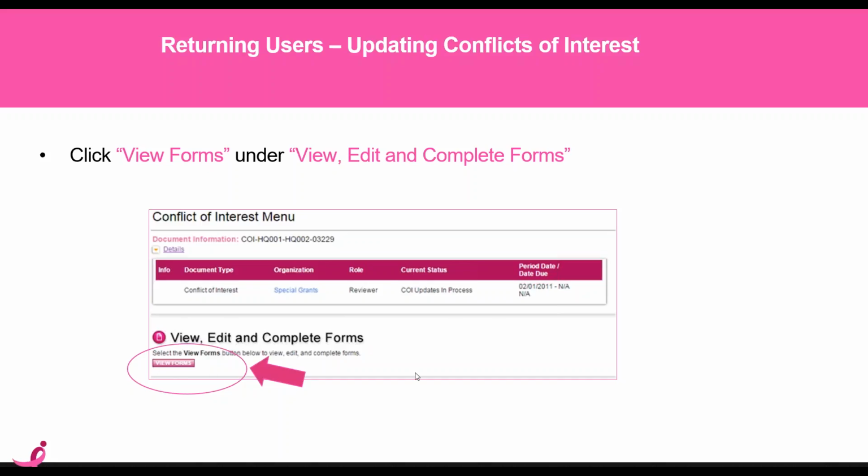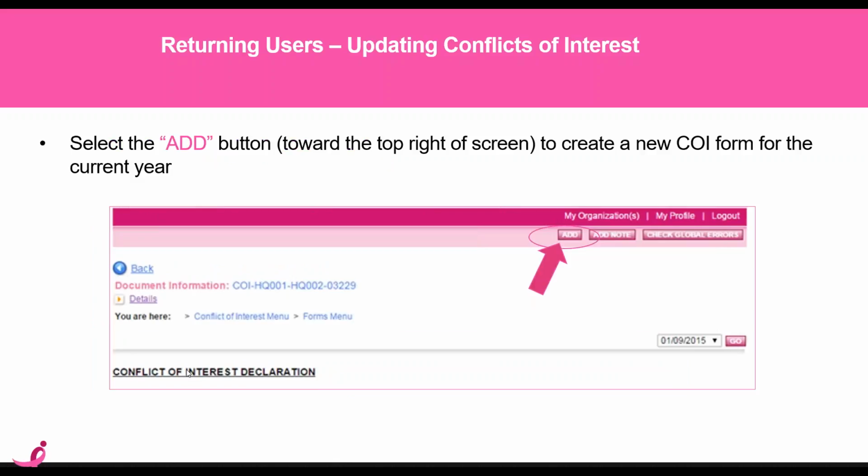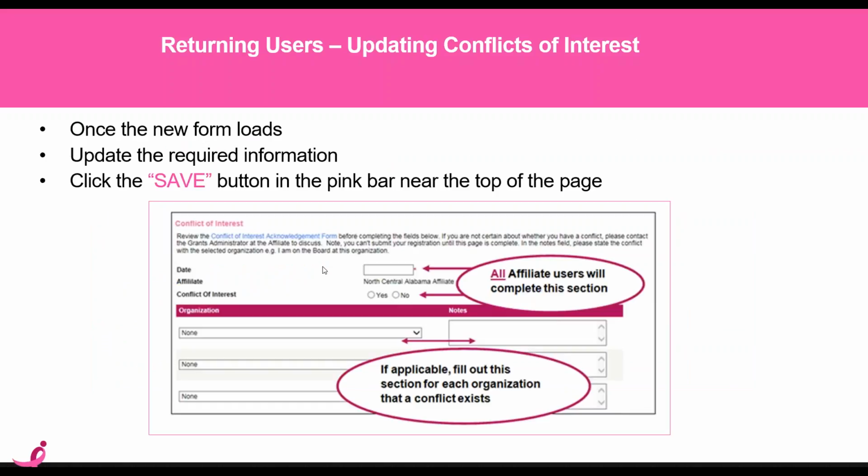So you're going to view forms, and it's going to say here conflict of interest declaration. So you'll see here there's a 4. That means this has been updated 4 times for this particular person. What you're going to do is you'll click on conflict of interest declaration. Then you need to hit add. So you click add, and it will bring you up to a blank conflict of interest.